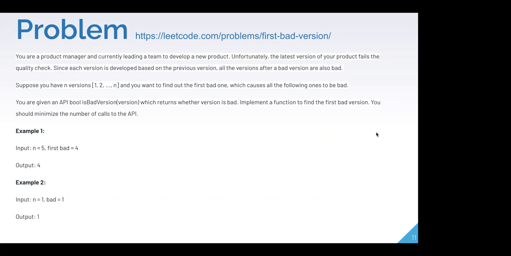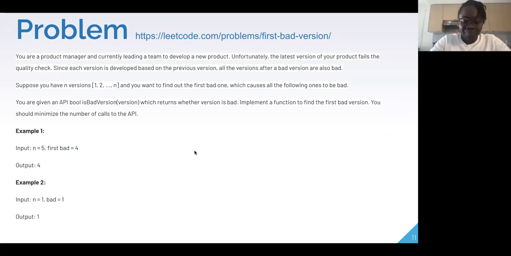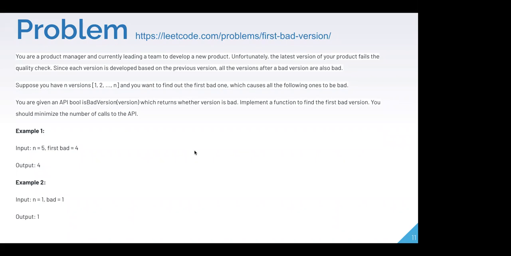Okay, from what I understand, if you want to minimize the cost to the API, I think they are trying to tell you that you shouldn't use the API to go through all the inputs. So you should find a way to stop calling your API immediately you find the first bad version. So that is what I think it is, my own intuition.